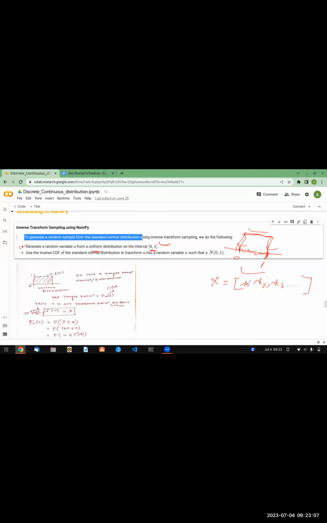Once you generate this, you pass every point into the inverse of the CDF. CDF means cumulative distribution function of the standard normal distribution. You pass that to the inverse CDF of the standard normal distribution.